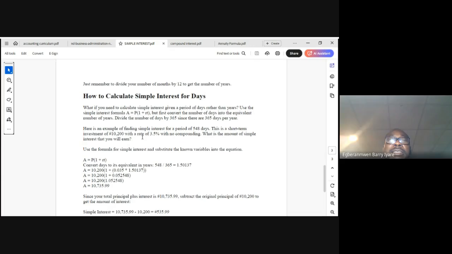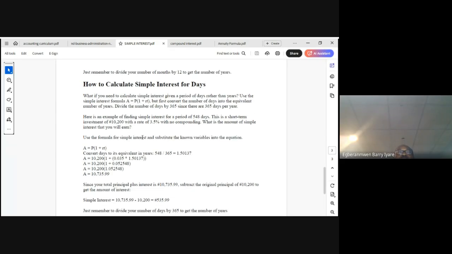Go ahead, sir. Okay. Now the next one, remember, we have done 2 examples now. One, simple interest given in years. Second one, the one given in months. Now, simple interest given in days. How do you do that? You see the same process. Remember, if you are given in months, to convert it to a year, you divide it by 12 because we have 12 months in a year. If you are given in days, we have 365 days in a year. So we divide it by 365 days to convert it to years. Are we okay with that?